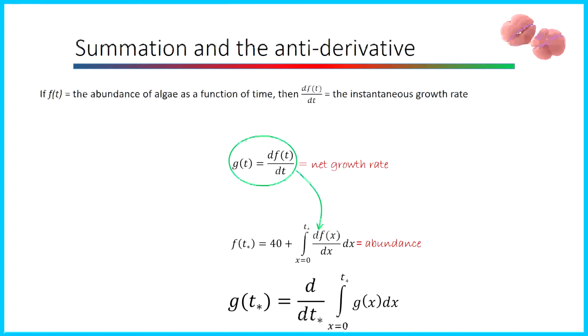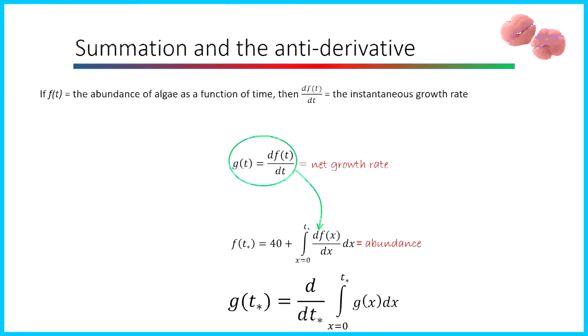This tells us that f of t star equals 40 plus the integral from x equals 0 to t star of the derivative of f of x with respect to x times dx. So the integral of the derivative is almost equal to the original function. We just have to add in a constant there. So keep these two things in mind. The derivative undoes the integral, and the integral basically undoes the derivative, although we do have to deal with that pesky 40 out front. These are some of the most important facts in calculus.